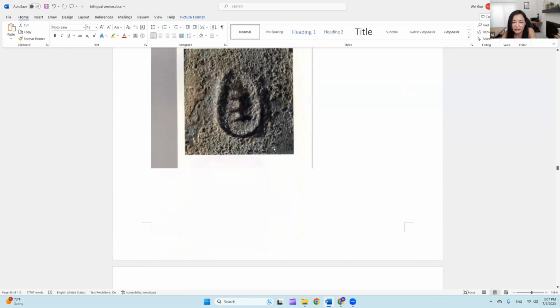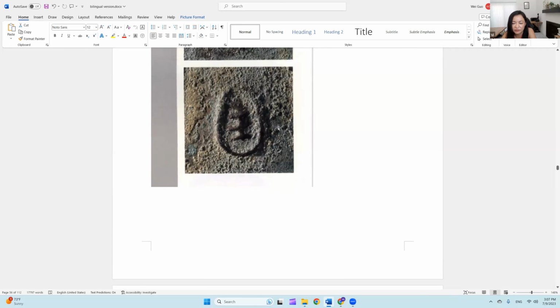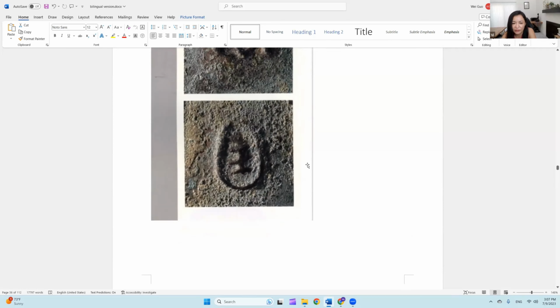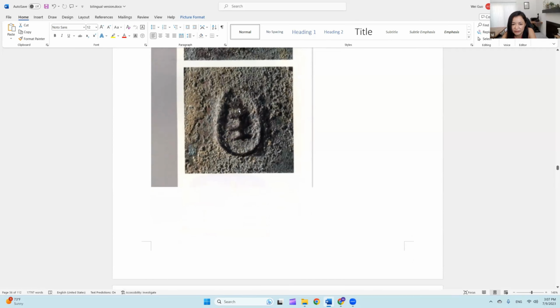This is a sign cast on unearthed Chinese bronze artifacts from the Shang Dynasty. They say it is Shang Dynasty. I don't think so. Chinese mainstream academia says Shang Dynasty, but I think it might be Xia Dynasty artifacts. So anyway, let's take a look at this sign.